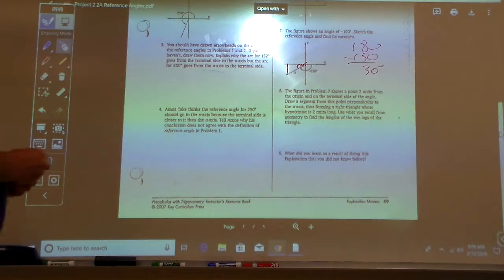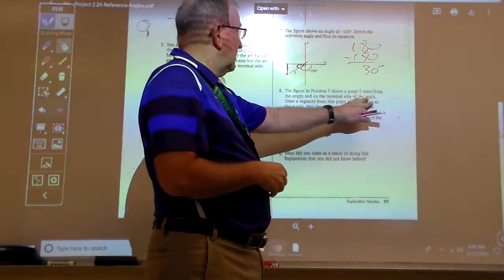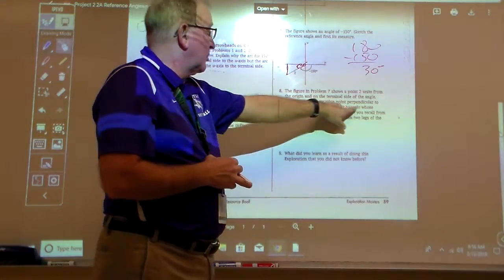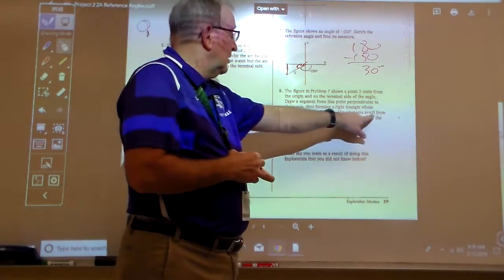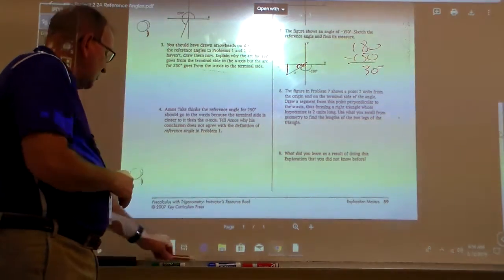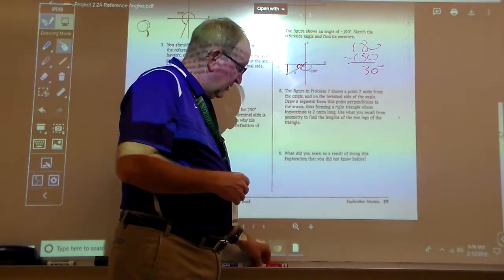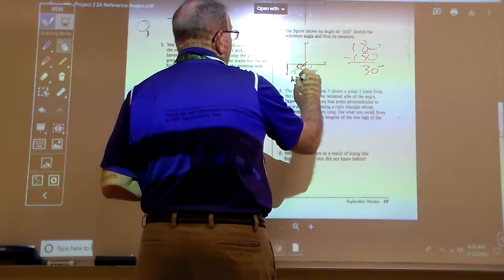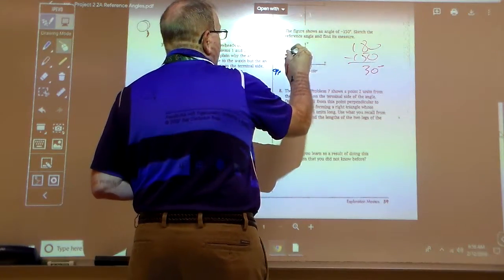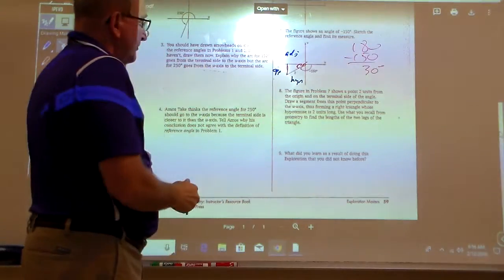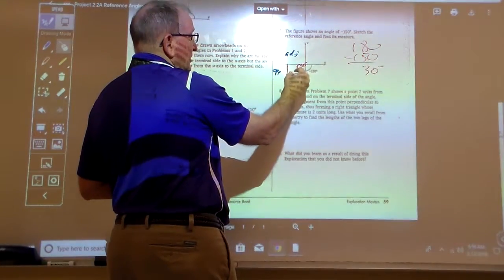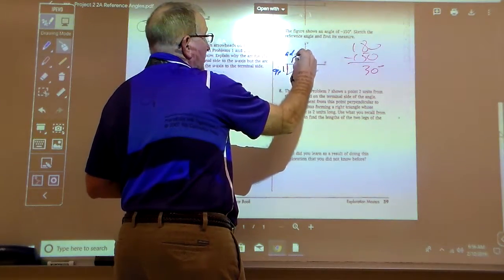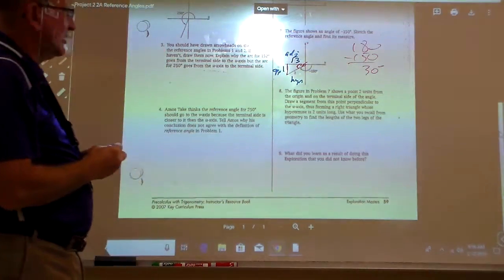Okay? So in problem 7, we show a point 2 units from the origin on the terminal side. Draw a segment from this point perpendicular to the x-axis, which I did, forming a right triangle whose hypotenuse is 2 units long. Knowing what we know about geometry, find the lengths of the triangle's sides, or what we talked about with Sheldon Cooper for those who've been in class. This is my hypotenuse. This is my side opposite. This is my side adjacent, correct? If this is the hypotenuse, this is a 30, 60, 90. This is twice as long as this, so this would be 1. And this would be the square root of 3, or square root of tree sometimes, like I like to call it.